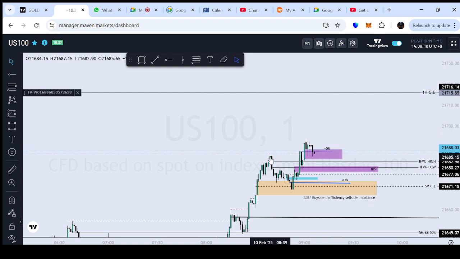Here's a breaker: a low, a high, then a lower low, we break above it. There's an inefficiency here now. A fair value gap, that's an inefficiency.